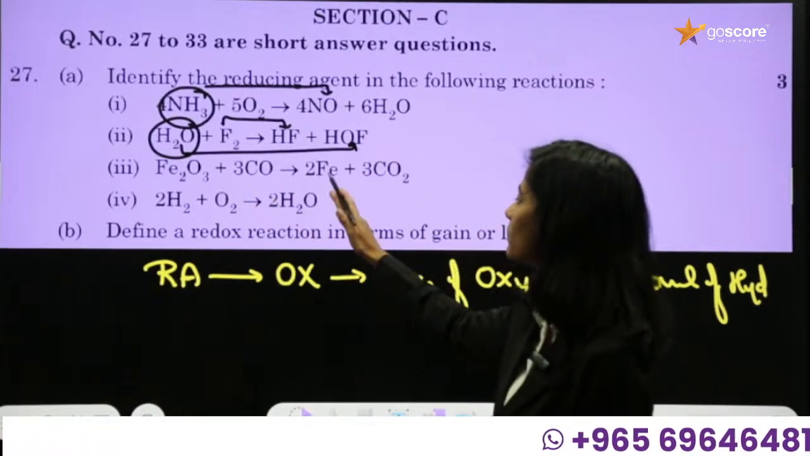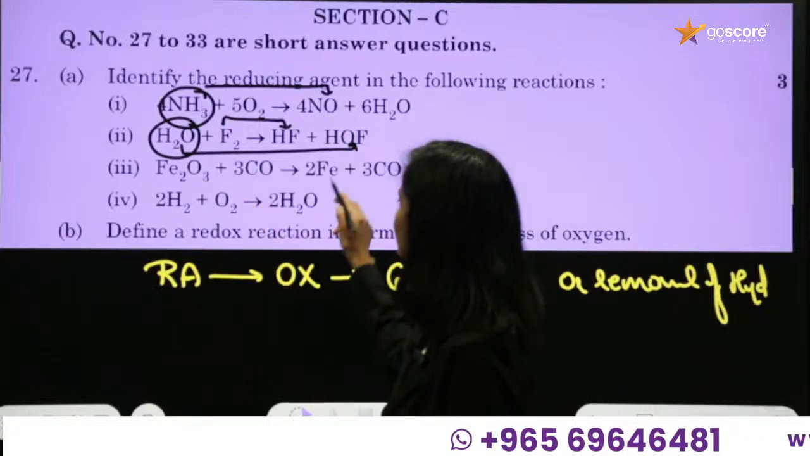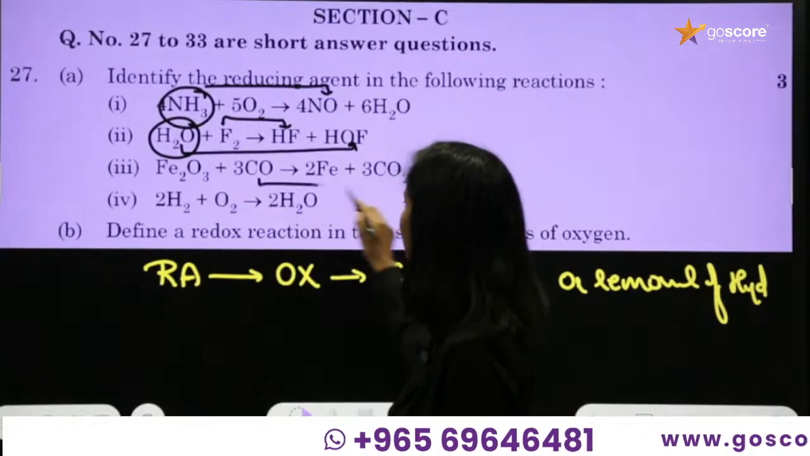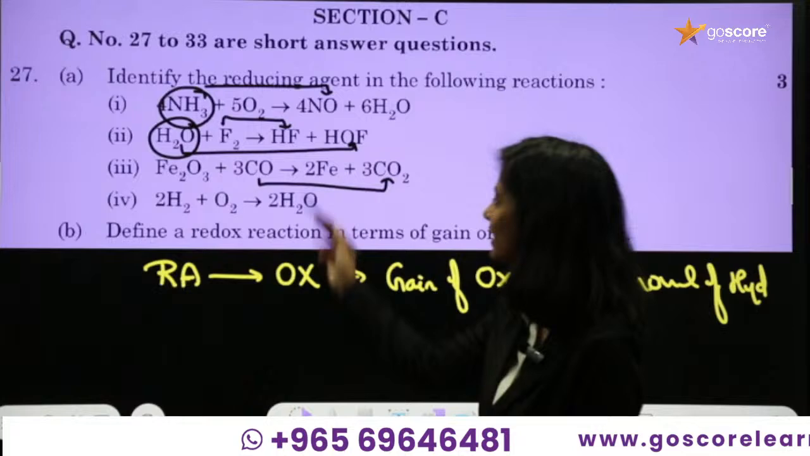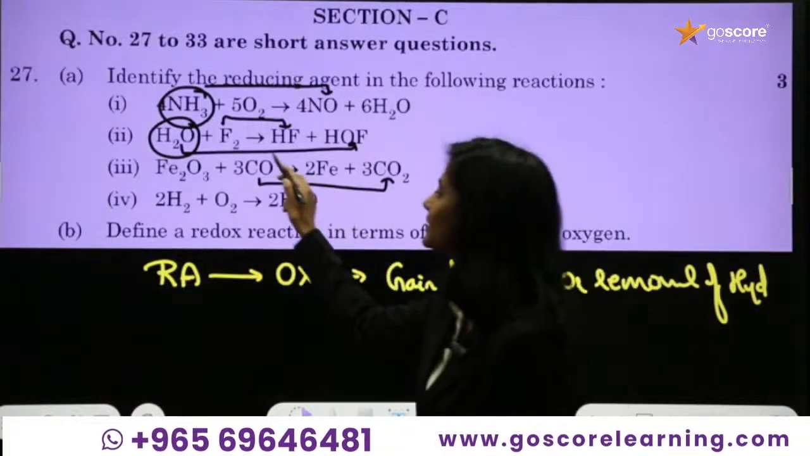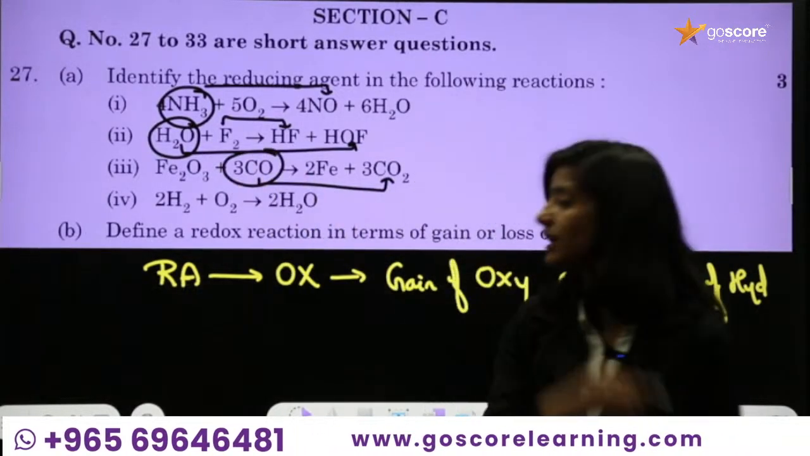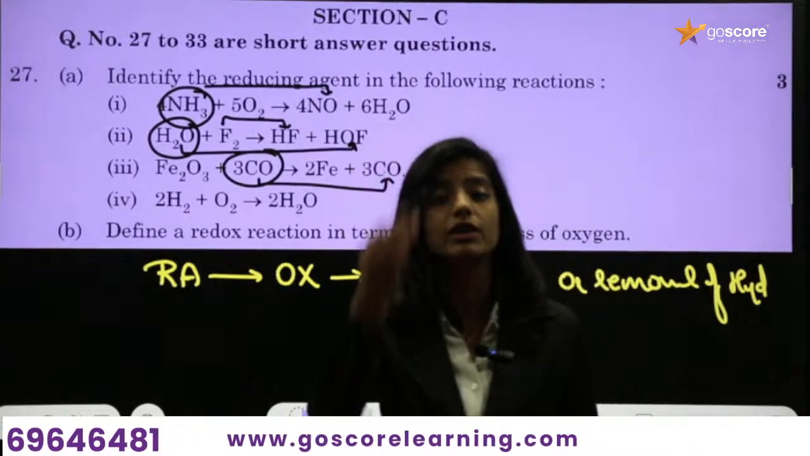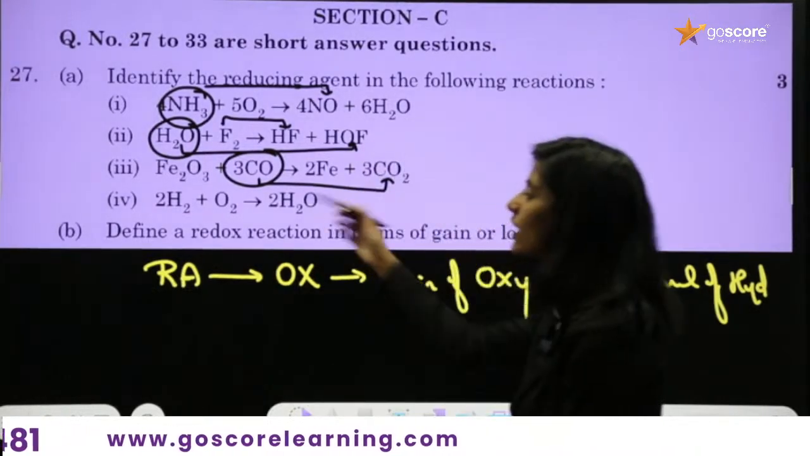Fe2O3 and carbon monoxide: definitely Fe2O3 is turning into Fe and the carbon is turning into carbon dioxide, where the oxygen is getting added up. So definitely CO is the one which is undergoing oxidation and acting as your reducing agent. Okay, now coming into the fourth one.